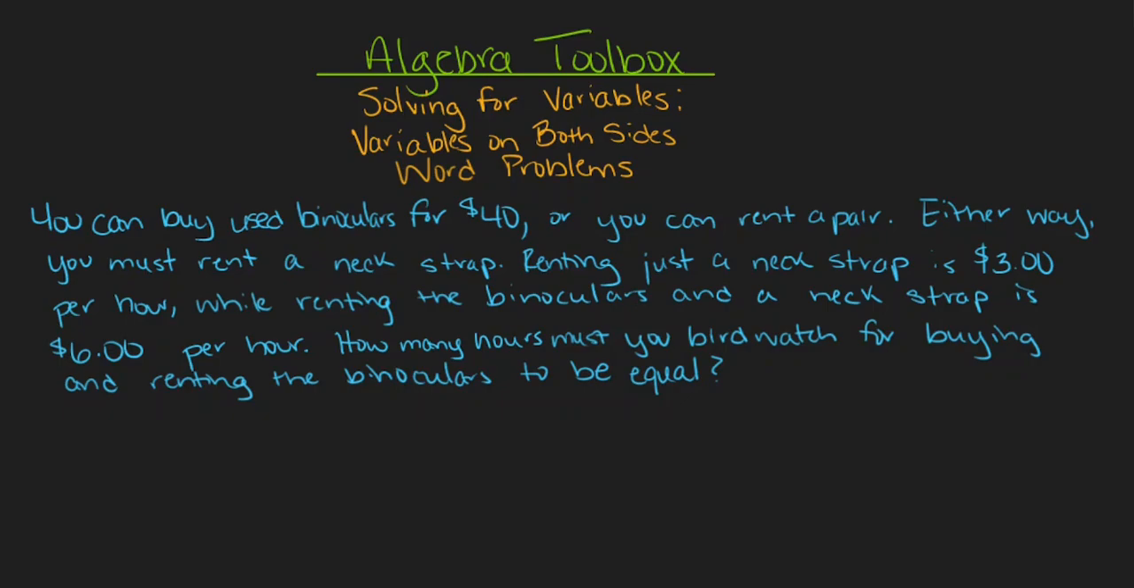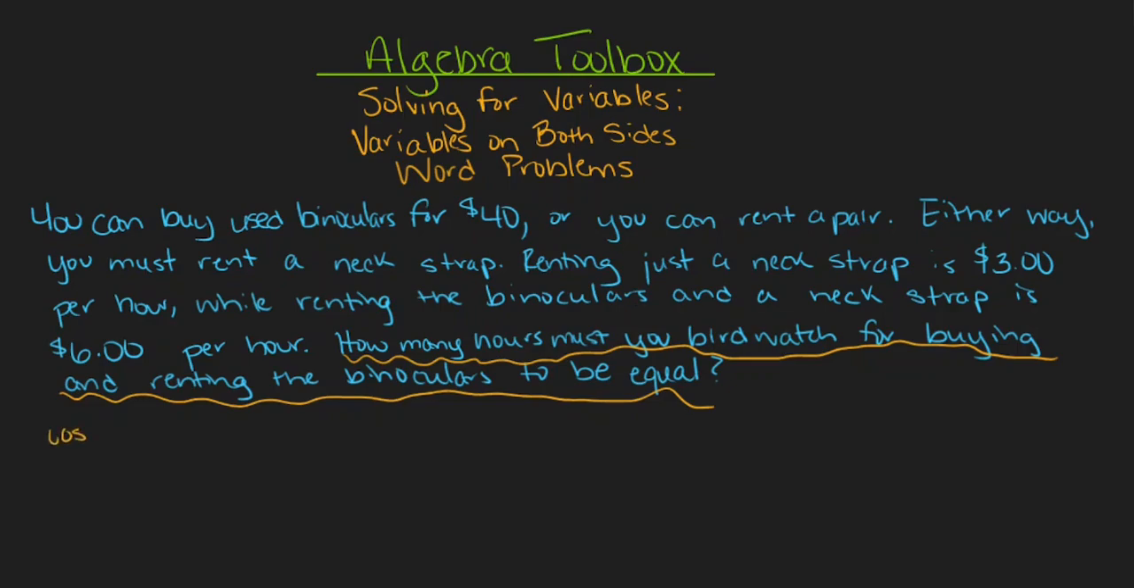When we have a big word problem like this, what I first like to do is try to break it down to its most basic question. So our most basic question is, how many hours do we have to do this bird watching for in order for buying the binoculars and renting the binoculars to be equal? So what it sounds like to me is that we are trying to find the meeting point or the equivalency point for two different types of costs. We have cost scenario number one, in which we buy those binoculars and rent the strap, and we have cost situation two, where we rent both.